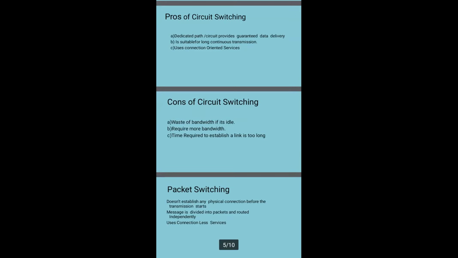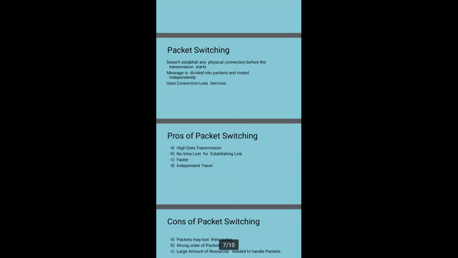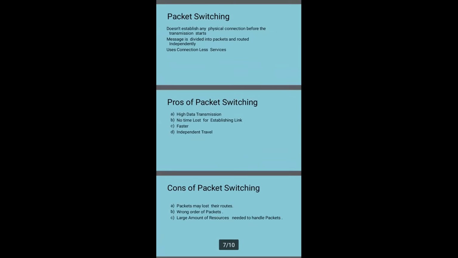Cons of circuit switching: waste of bandwidth if idle, requires more bandwidth, and the time required to initialize a link is too long. Packet switching doesn't initialize any physical connection before the transmission starts. The message is divided into packets and travels independently, using a connectionless service. Pros of packet switching: high data transmission, no time loss of initializing, faster, independent travel.